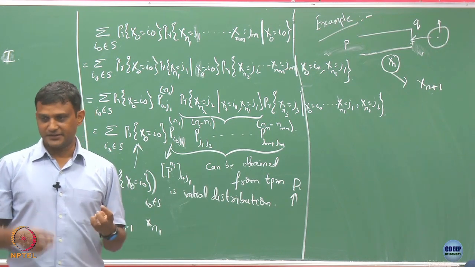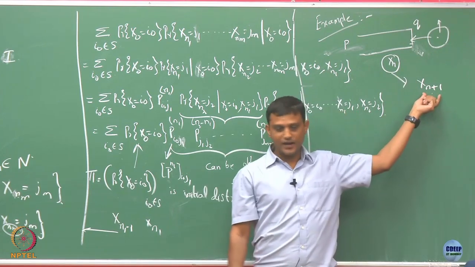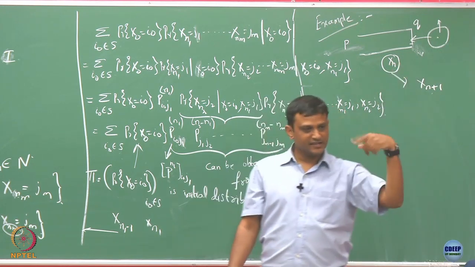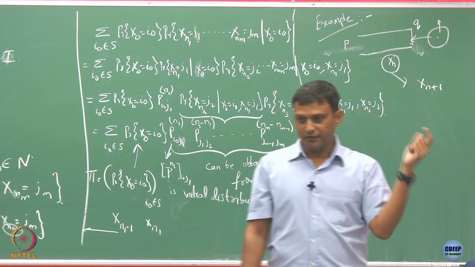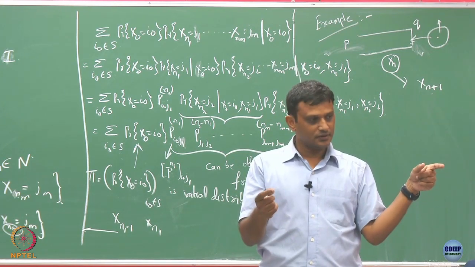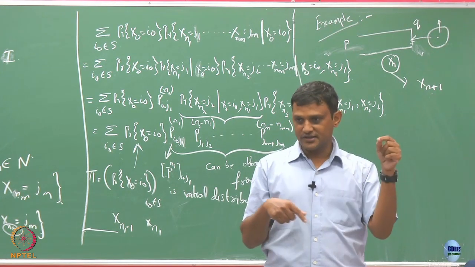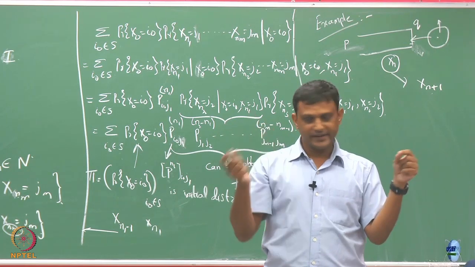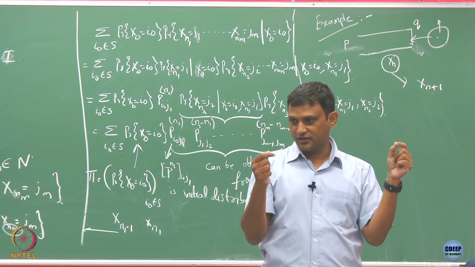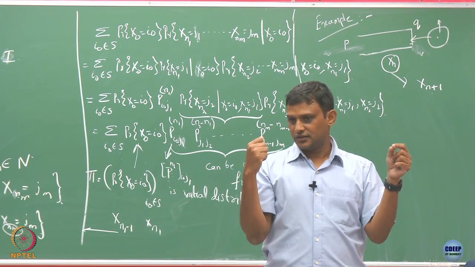So what are the possibilities? The new value of the number of people waiting in the queue will increase by 1 if a new guy joins and nobody leaves. It is going to decrease by 1 if nobody joins but one guy leaves. It is going to remain the same if either nobody joins and nobody leaves, or one guy joins and one guy leaves, right?